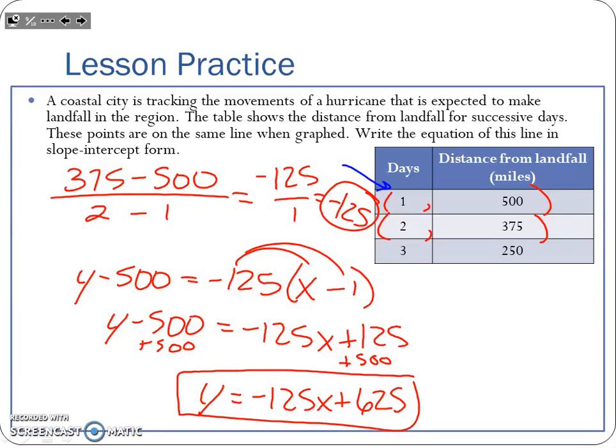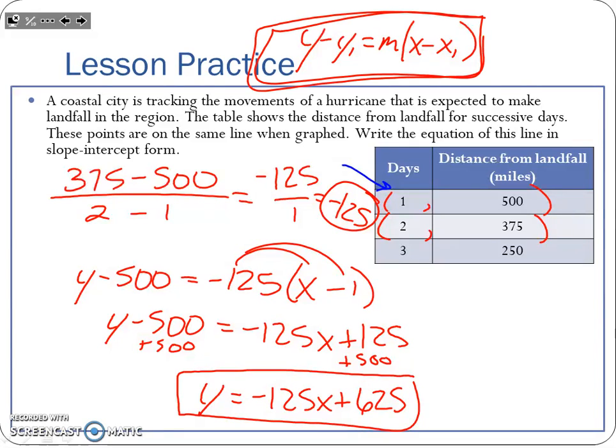So again, essentially, guys, all you need to take from this lesson is our point-slope form. Remember that your point-slope form is y minus y sub 1 equals m times x minus x sub 1. Have that memorized. Know how to use that. That's essentially what our whole lesson was over today.